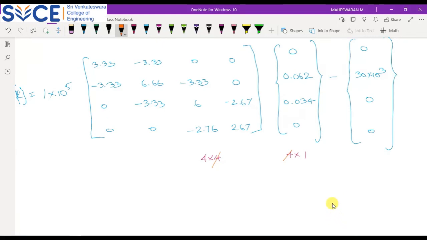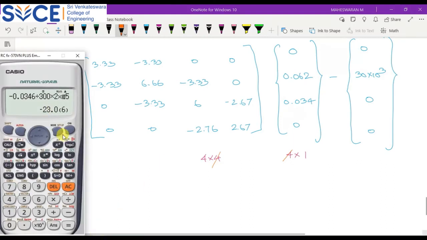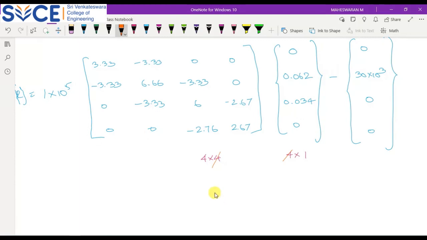The other option is you can also use your calculator. I think in the calculator you can use a 3 cross 3 matrix, but I don't know about 4 cross 4. So let me check it out. No, in the calculator you don't have a 4 cross 4 matrix, so in that case it is difficult. So the only thing is you can solve this by using multiplication.